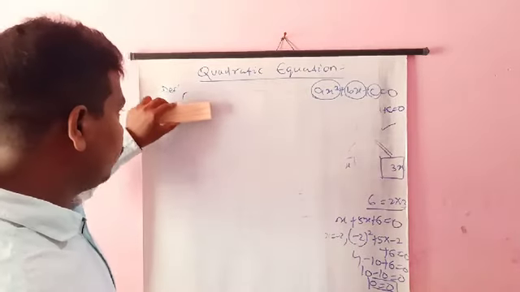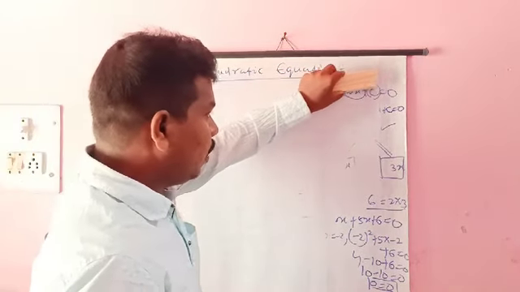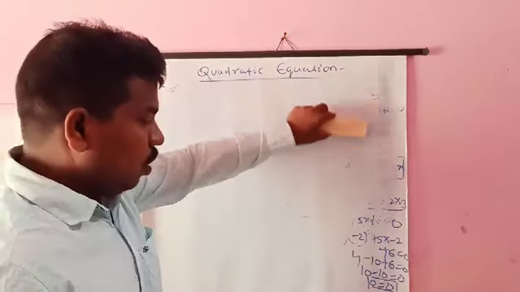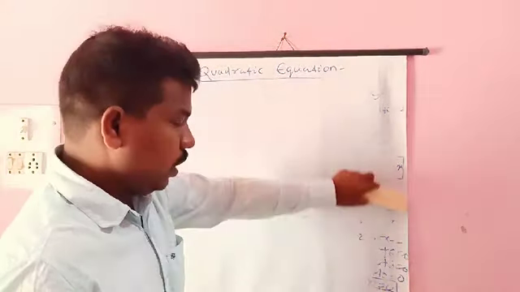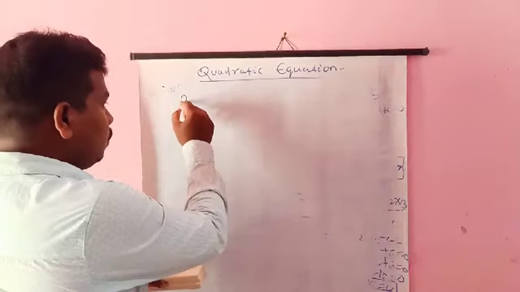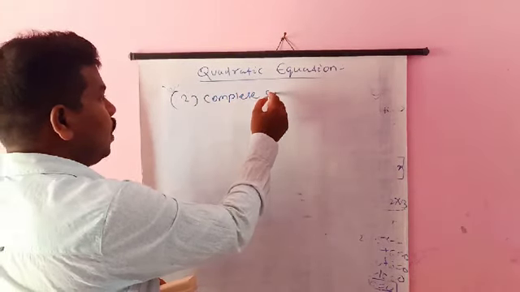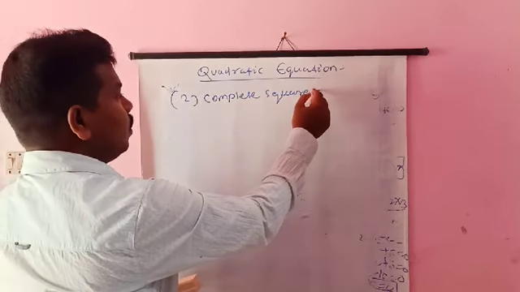Factorization method is a very easy method, and we have to apply some tricks to factorize the middle term or the last two terms. Okay. So the next method is the complete square method.